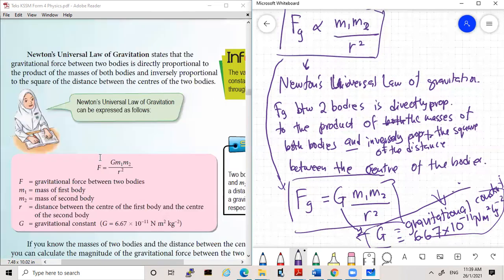So that is Newton's universal law of gravitation. Later, in the next video, we will look into calculations involving the law or the equation, so that we can further understand how to use the equation in real life. Okay, that's all. Thank you.